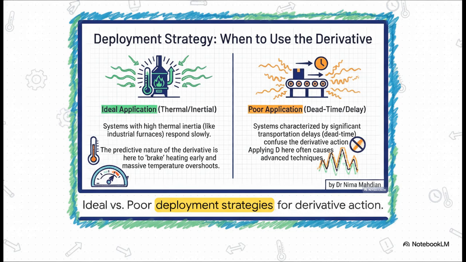Conversely, a poor application involves dead time or delay. Systems characterized by significant transportation delays confuse the derivative action. Applying D here often causes absolute instability. For those scenarios, advanced techniques like Smith predictors are strictly required.